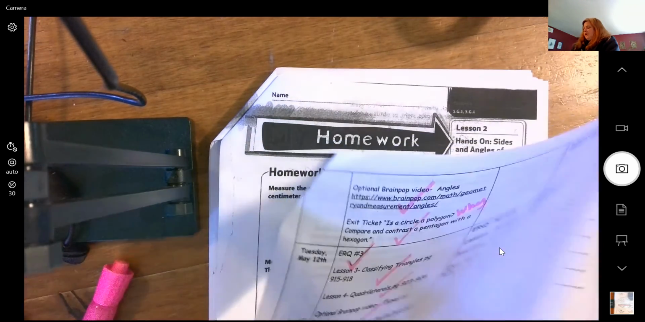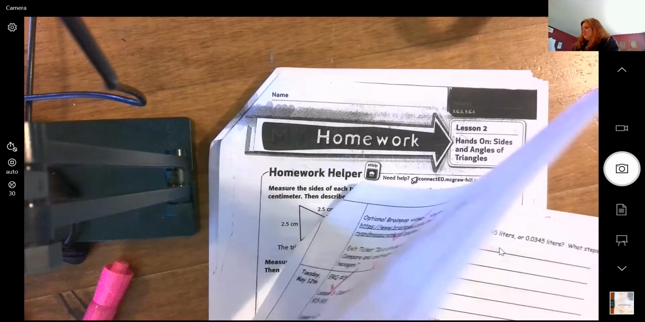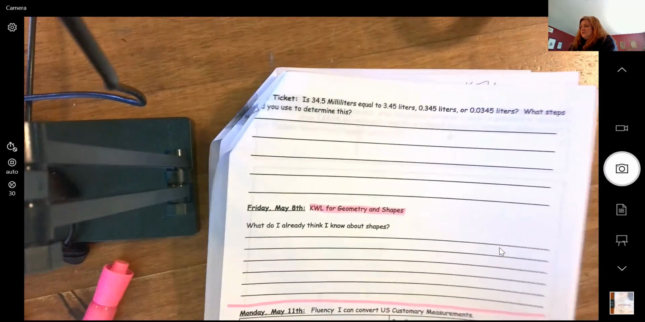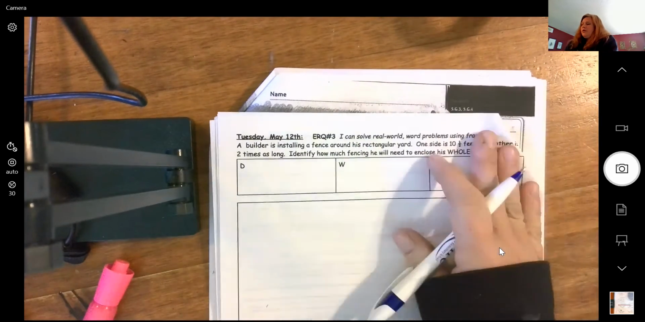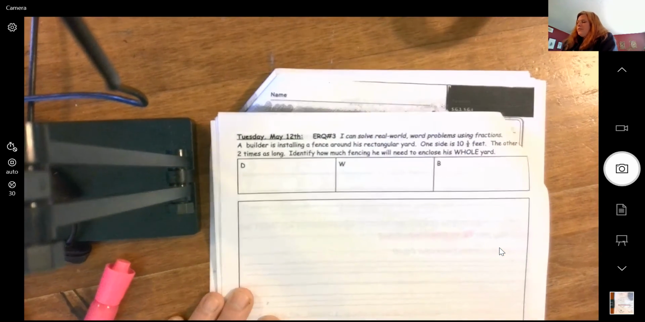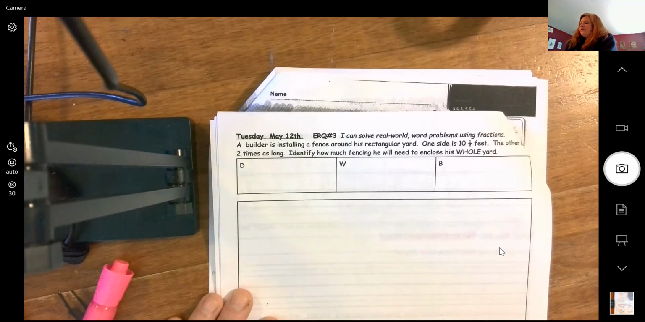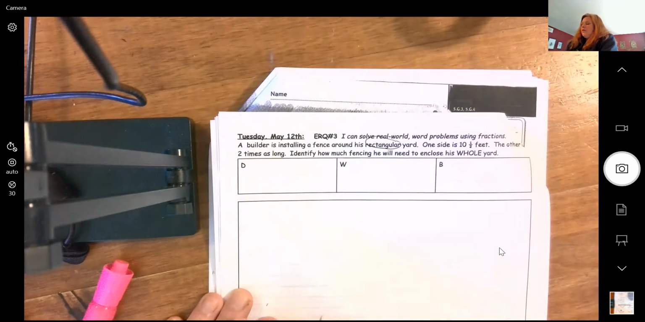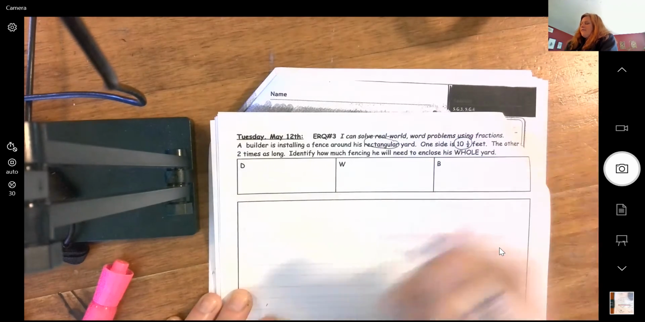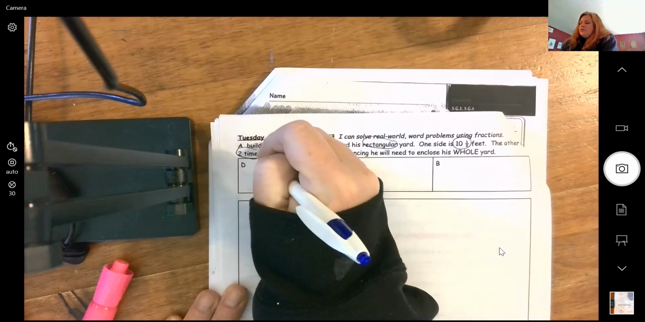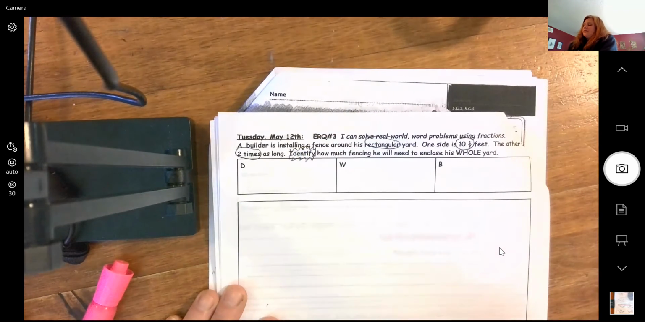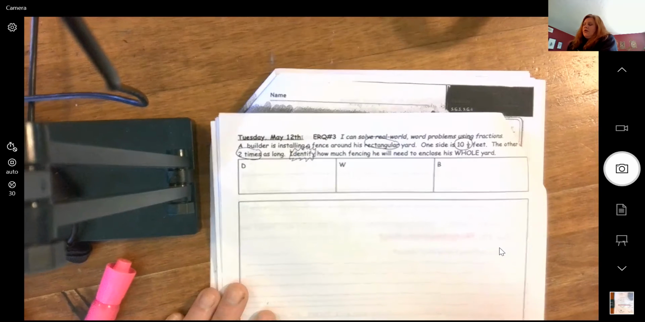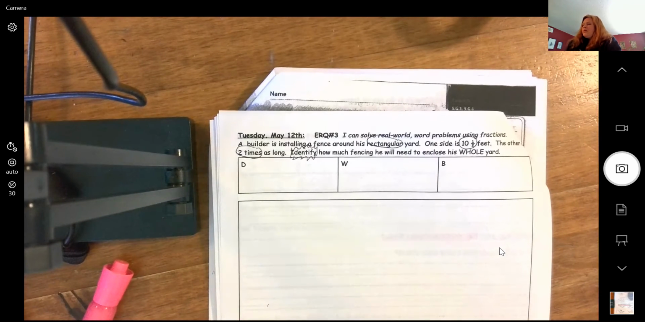First, we're going to look at your ERQ question. Tuesday, May 12th, ERQ. I can solve real-world word problems using fractions. A builder is installing a fence around his rectangular yard. One side is 10.5 feet and the other is 2 times as long. Identify how much fencing he will need to enclose the whole yard. All right, I want you to take a moment and pause and write out your DWB.